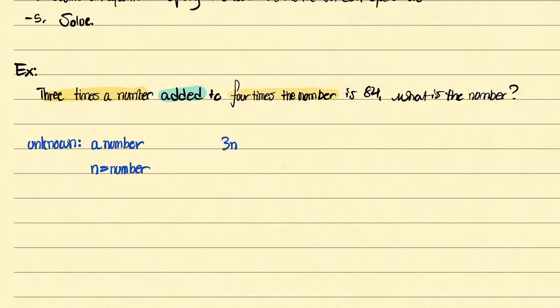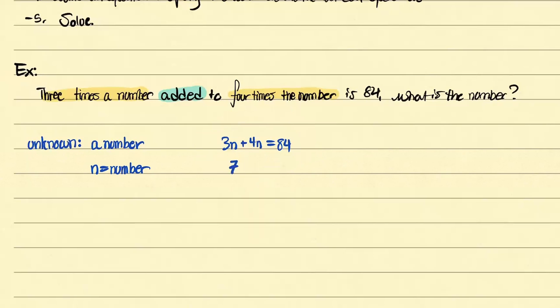So that means if I add 3n and 4n, right? 3 times a number added to 4 times a number. We are talking about the same number. That is important. And these are not different numbers. They're the same number. And then when it says is 84, that means it's equal to 84. So if I say 3 times a number added to 4 times a number is 84, this is how you would interpret it mathematically.